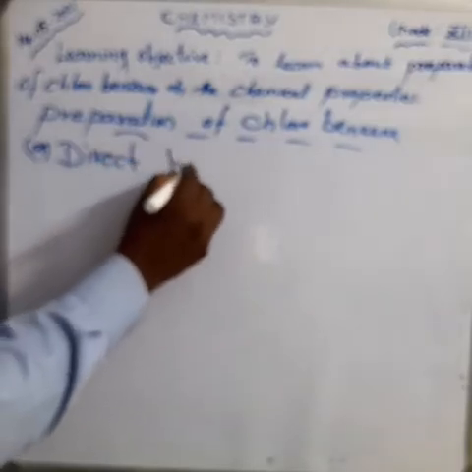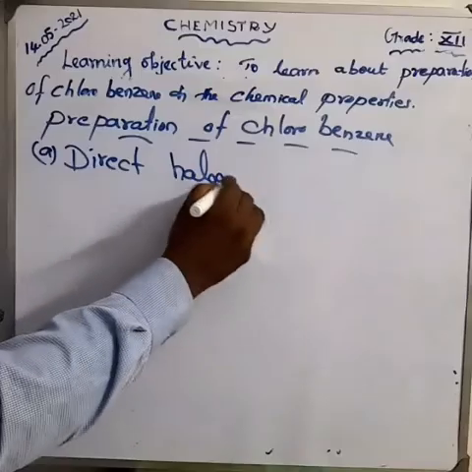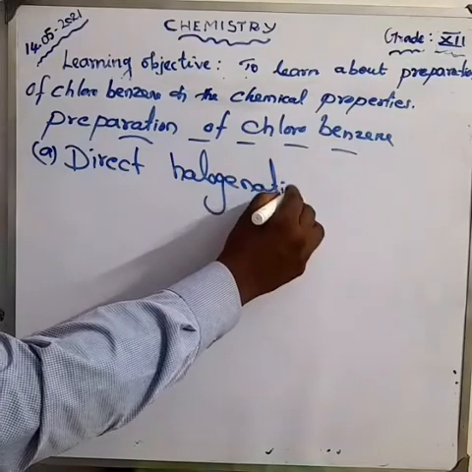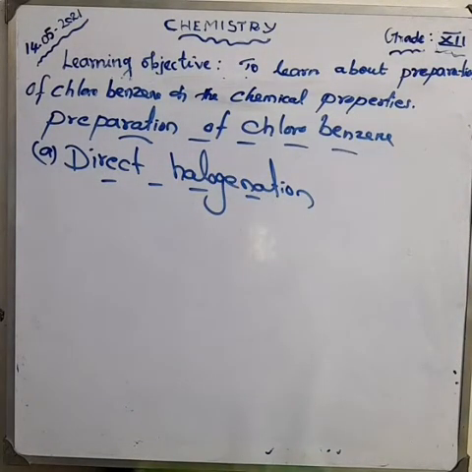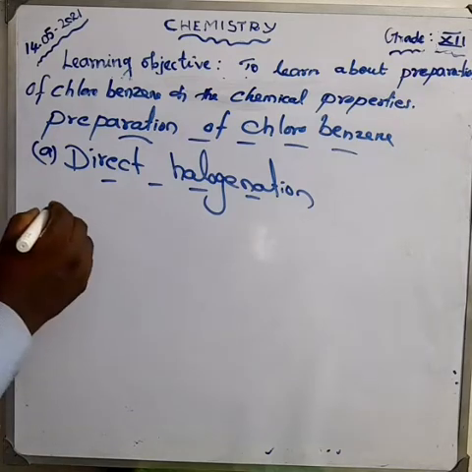When the chlorine atom is attached to the benzene, the first method I am taking is direct halogenation. Direct halogenation means just the benzene reacts with the chlorine in the presence of FeCl2.